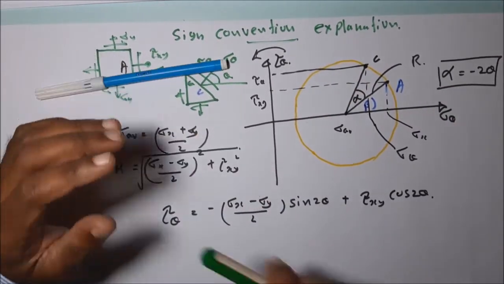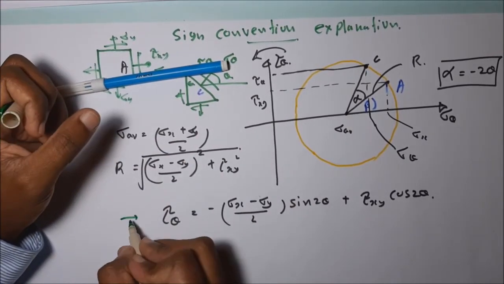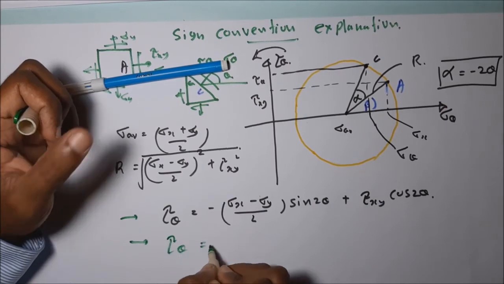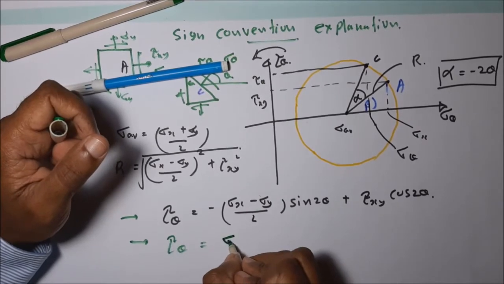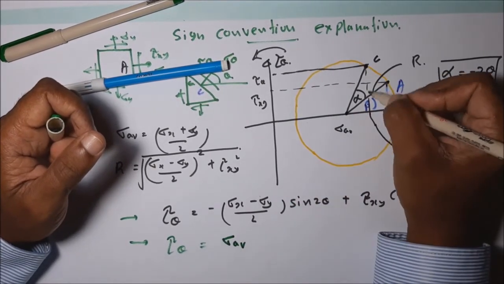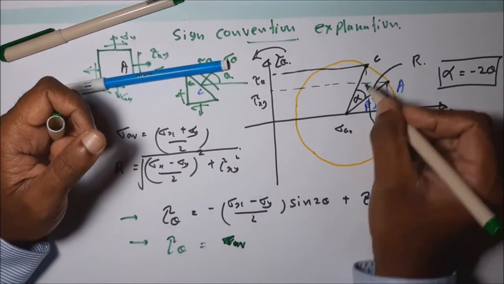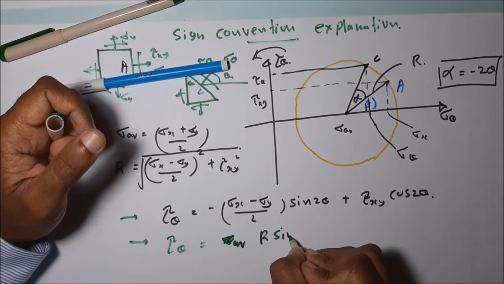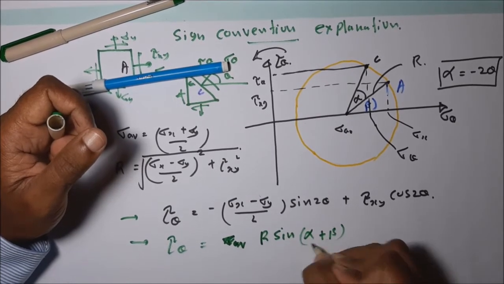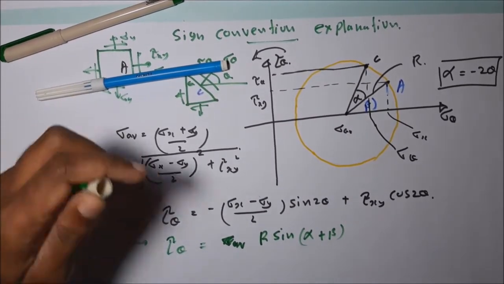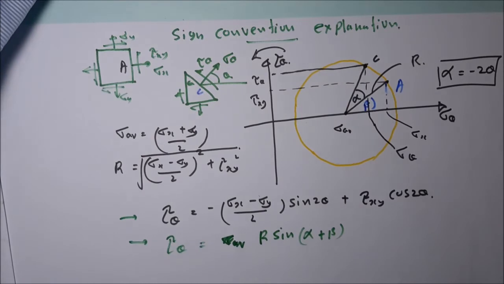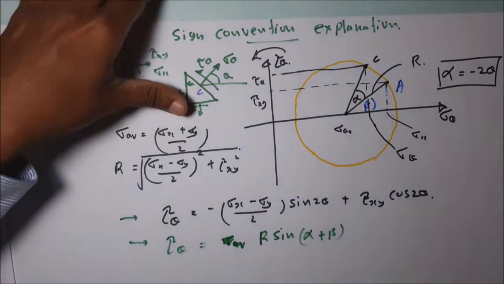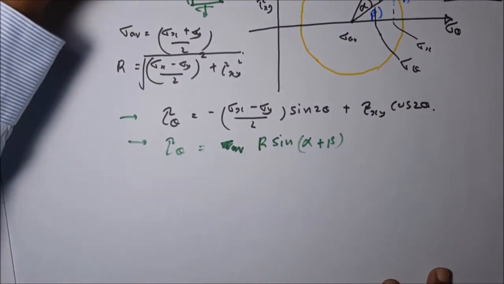That is from the planar stress transformation equation. Then from the Mohr circle diagram equation, what is the value of tau theta? It is this height, r sine (alpha plus beta). These two should be equal, because they represent the same point.